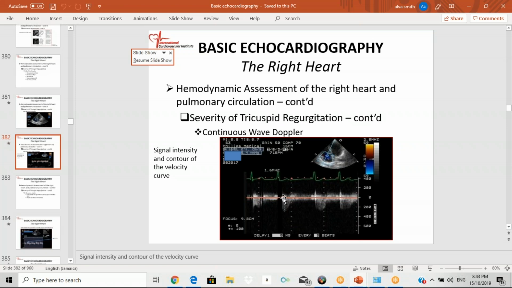So when you look at your TR Doppler, this is a CW Doppler, then if it's just a faint jet, if the contour is rounded, then it's probably just mild, okay? If it's triangular and dense, then it suggests severity, okay?